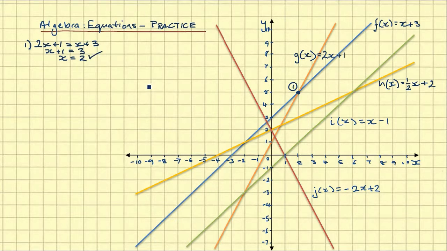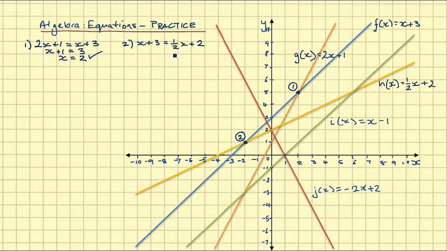Okay, let's look at crossing point number 2. And I think what we'll do is come down here and look at these two functions here. So that gives us the problem x plus 3, this time equal to half x plus 2. So if you're confident, good idea to pause the video at this point and give it a go.